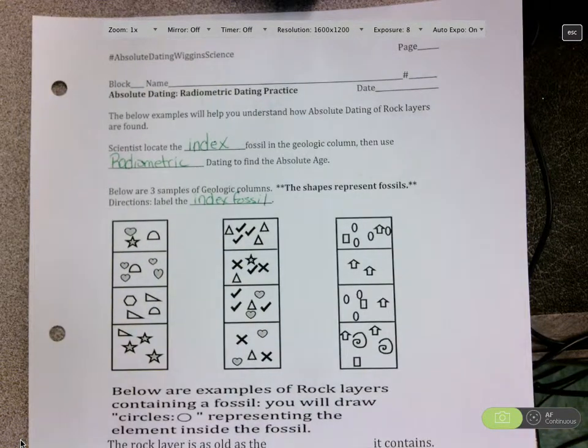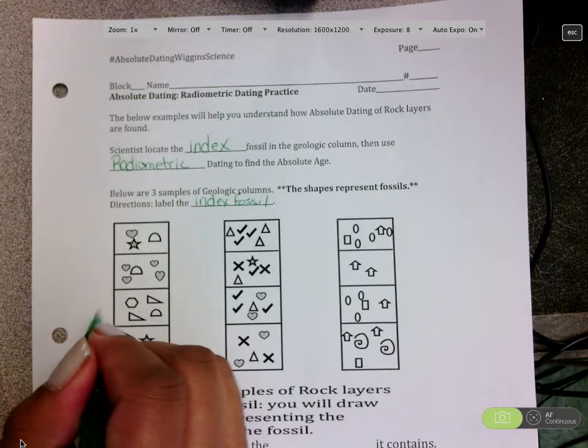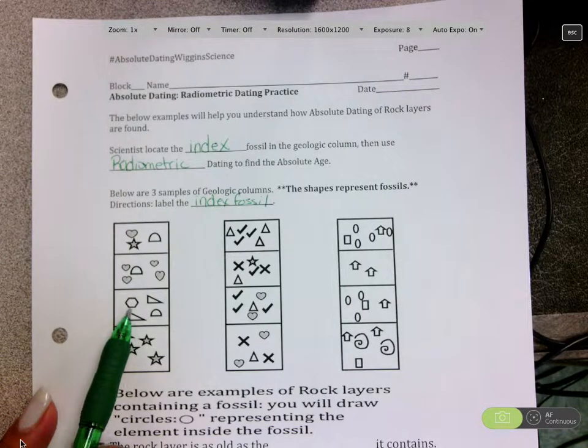We'll do the first one together, and you'll do the second two on your own. Look at the first one, analyze it, and then raise your hand when you've found the index fossil. Brian. The hexagon, which is located here. Why, Brian? Because it's by itself in that one layer. Now, let me ask you this. By itself is not the important part. The important part is that it's only in that layer.